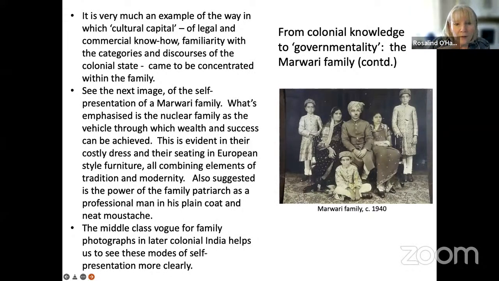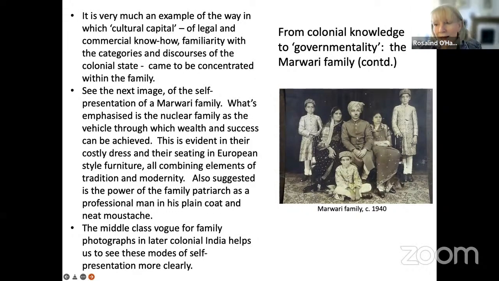Now, when we think about the ability of Marwadis to do that, to engage with the colonial state in this way, of course, one of the things that they were relying on is what we call their cultural capital. Now, this is a term that is drawn from the sociologist, very excellent sociologist, Pierre Bourdieu.